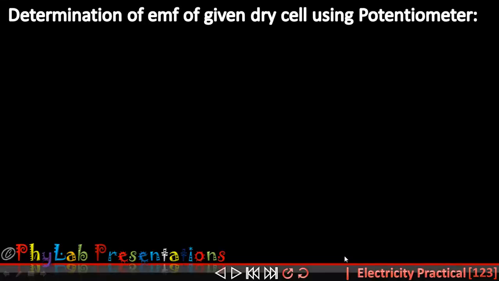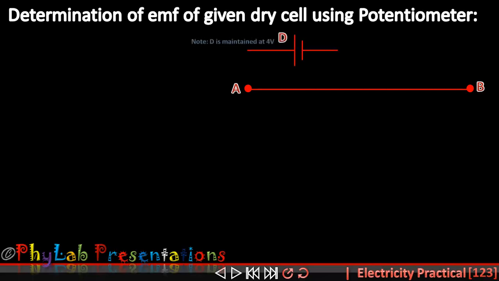Okay friends, we are about to discuss the determination of EMF of a given dry cell with the help of a potentiometer, and I am going to make one circuit which we will use to determine the EMF. As we have already discussed, every potentiometer consists of a potentiometer wire. We call it AB. Generally in the lab, this wire will be mounted on a 100 centimeter scale, and it will have a resistance of 4 ohm. And then there will be a DC power supply.